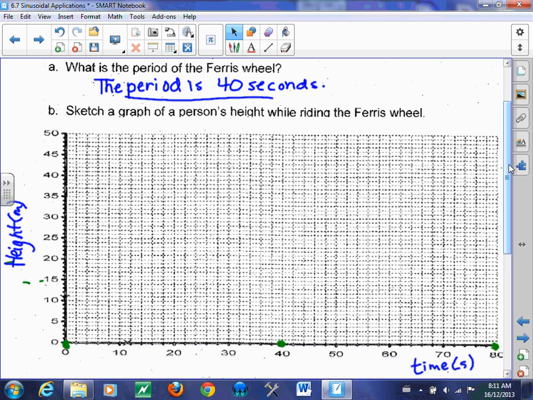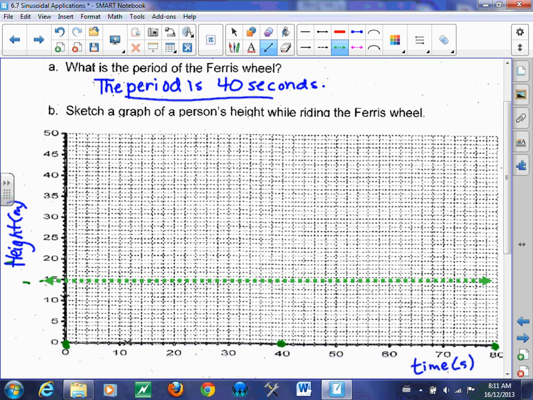So let's just draw that in. Hopefully I can use a nice dotted line here at 15. Okay, so at 15, that's going to be our axis.